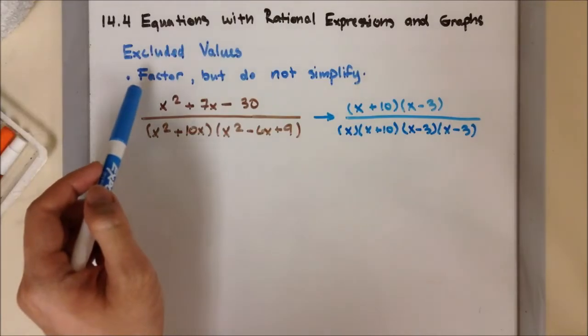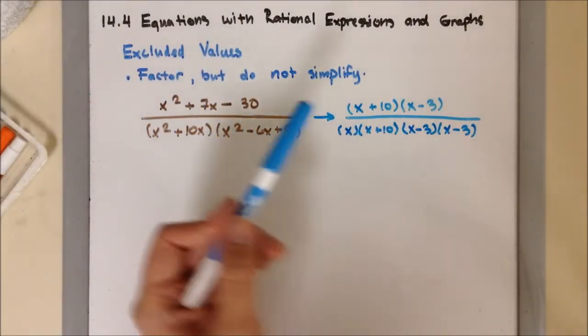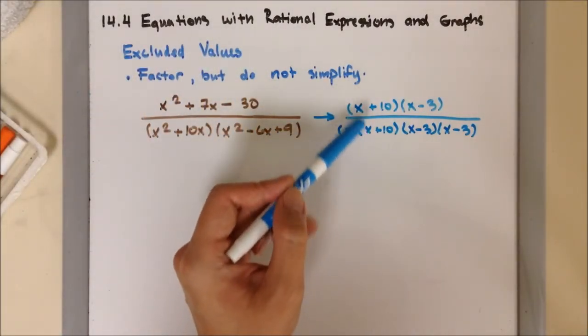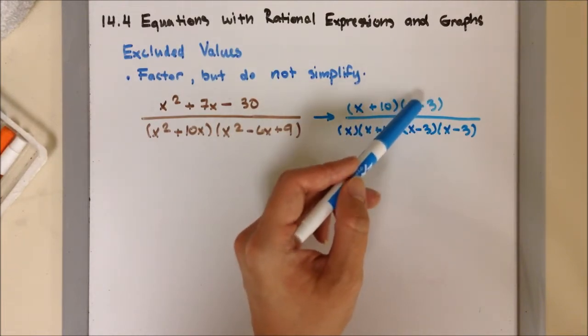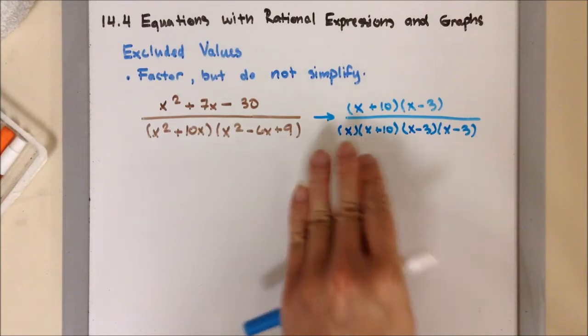So again, the rule is factor but do not simplify, meaning I'm not going to cross out the x plus 10 from the numerator and denominator, and I'm not going to cross out x minus 3 from the numerator and denominator. I'm just going to leave this as is.